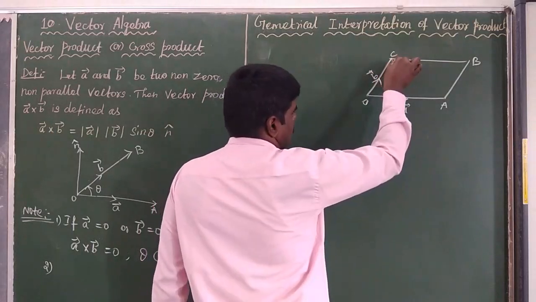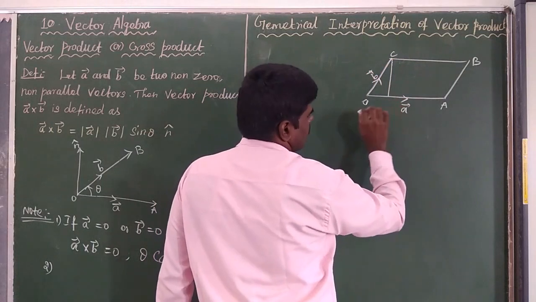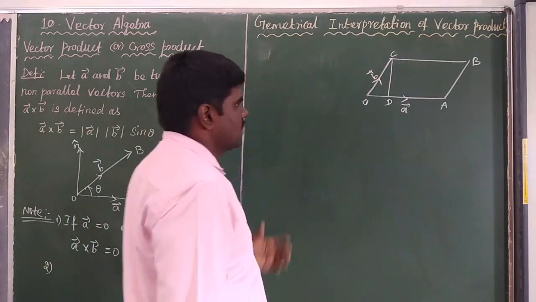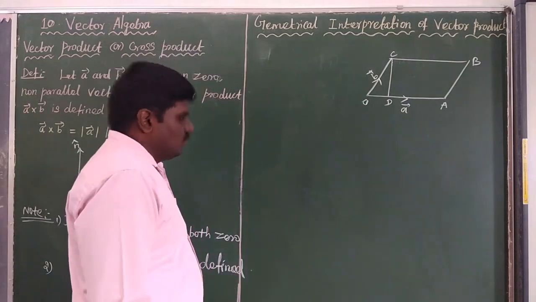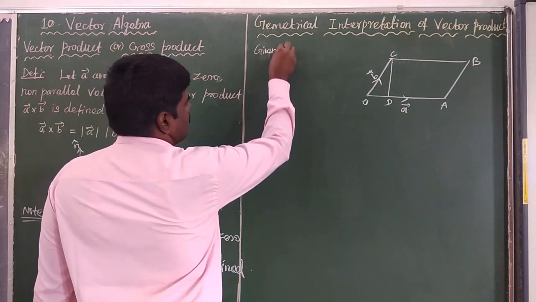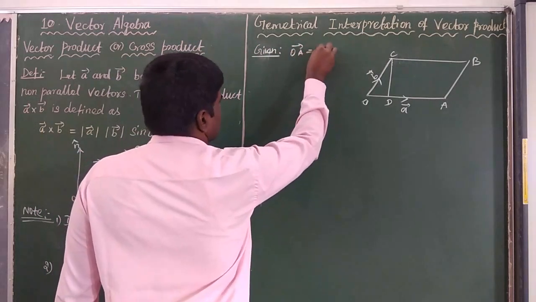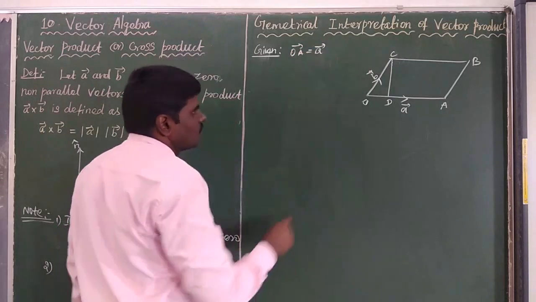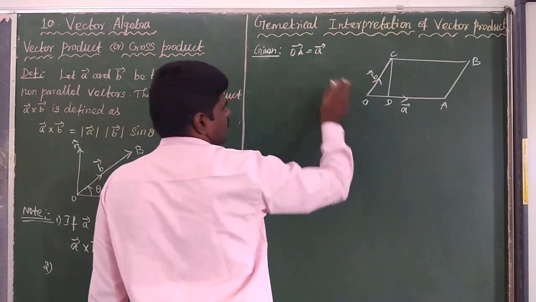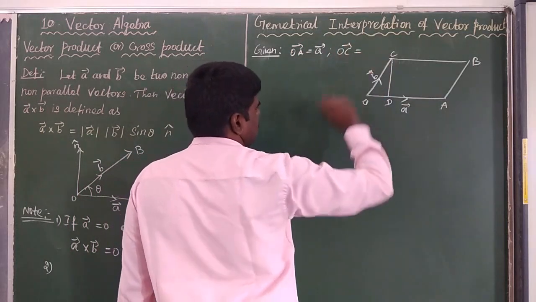Then I draw a perpendicular line. The points are A, B, C, D. That point D gives the height. Now, given OA vector, what is its meaning with respect to A vector? Next, again consider the OC vector, what is its meaning with respect to the D vector?